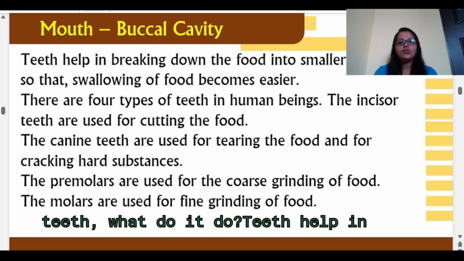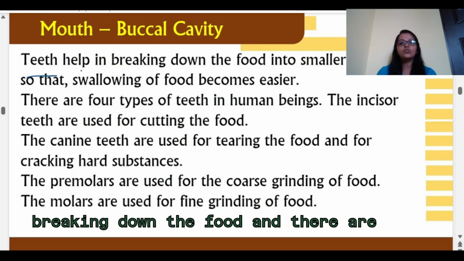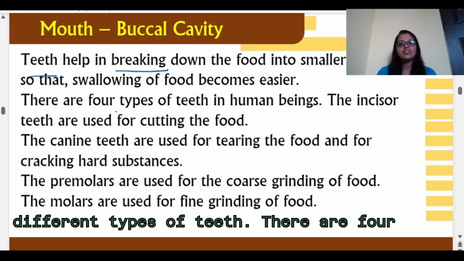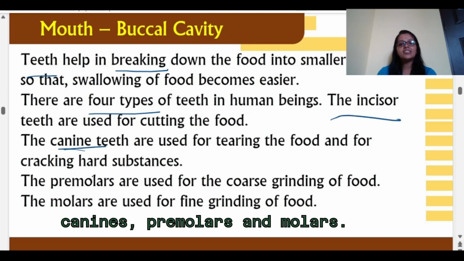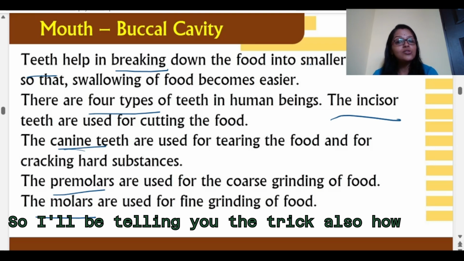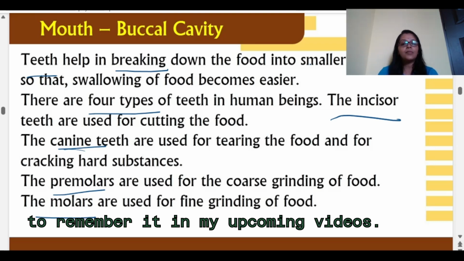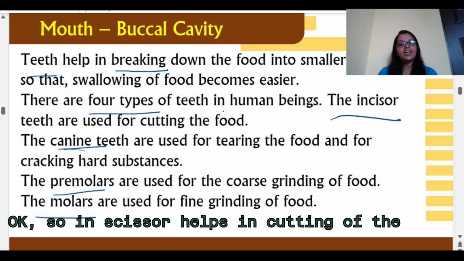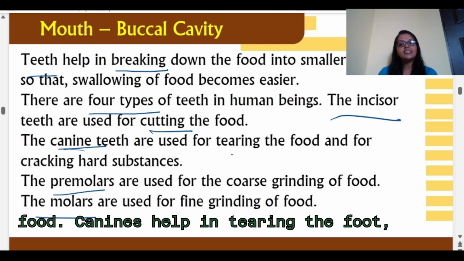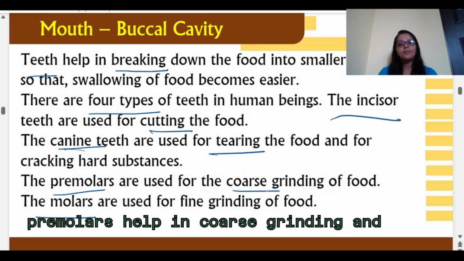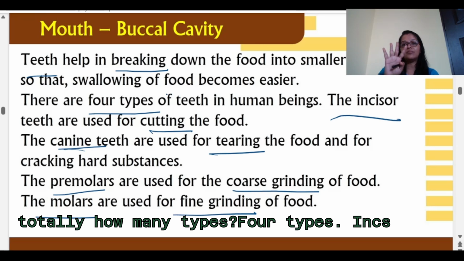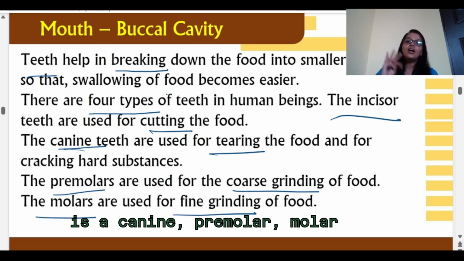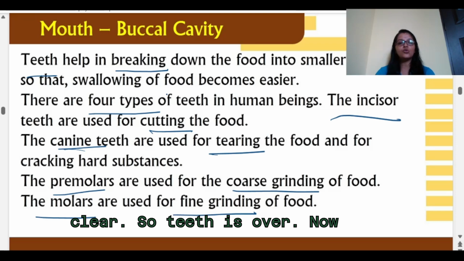So teeth, what do they do? Teeth help in breaking down the food. And there are different types of teeth. There are 4 different types of teeth in human beings. What are they? Incisors, canines, premolars and molars. I'll be telling you the trick also how to remember it in my upcoming videos. Okay. So incisors help in cutting the food. Canines help in tearing the food. Premolars help in coarse grinding, and the fine grinding is done by molars. So totally how many types? 4 types. Incisor, canine, premolar, molar. Clear? So teeth is over.